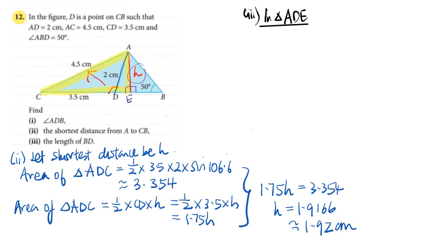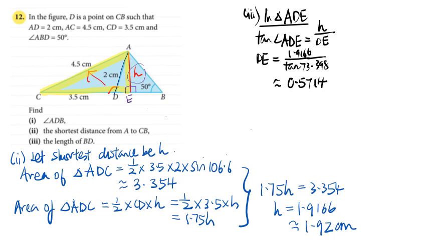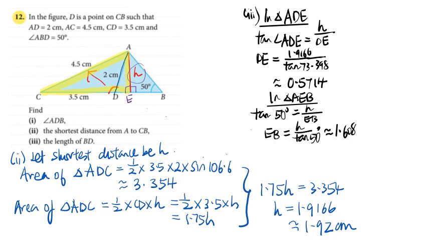So in triangle ADE, we already found the value for angle ADE early on, right? So we can use that. We can use tangent, because we found the height to be 1.9166. So DE will be 0.5714, and then we can use triangle AEB, right? And we basically just add these two values together and you'll get BD.